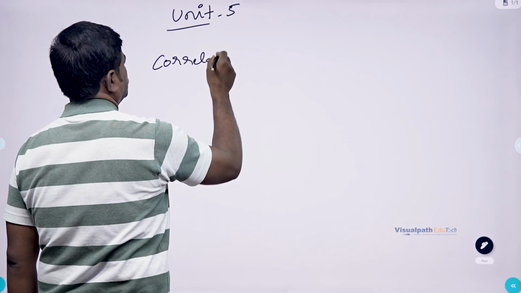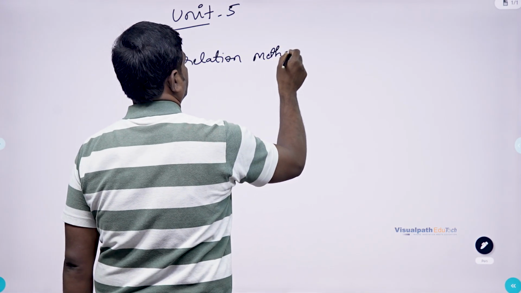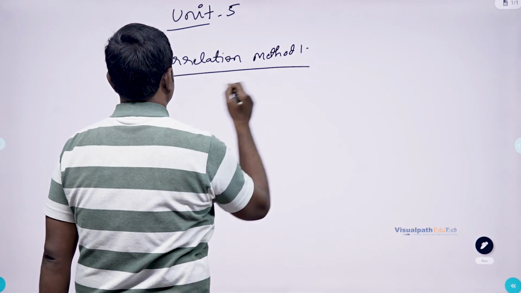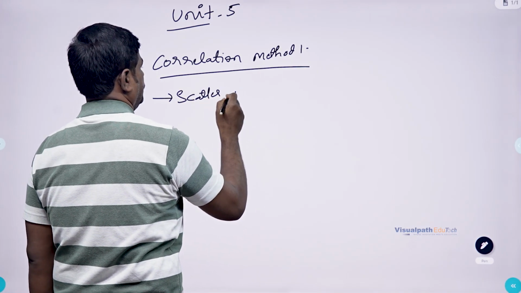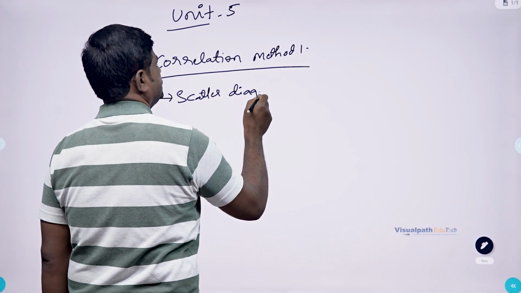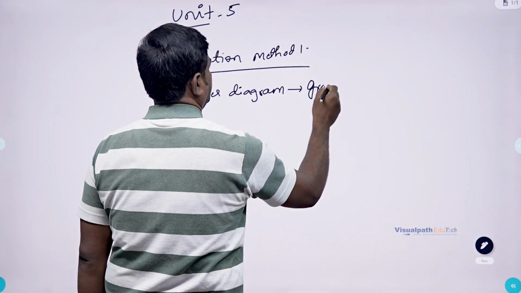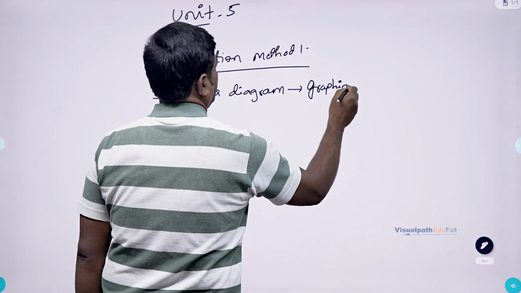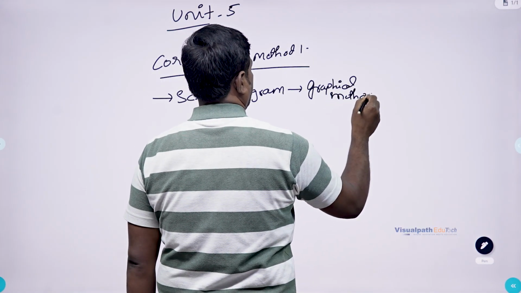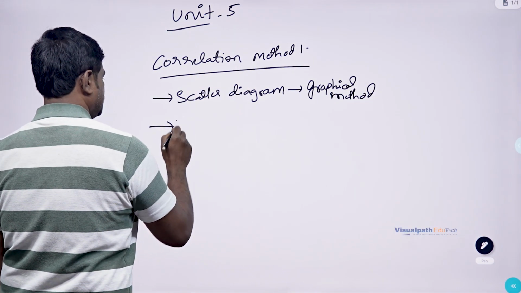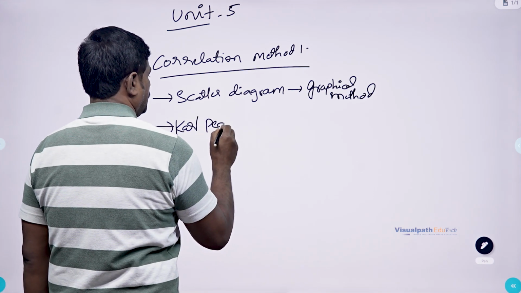Correlation methods. So here we have the different methods. The first one is the scatter diagram. We can use this scatter diagram method, nothing but the graphical method. By using the graphical sheet, we can make this scatter diagram. And the second one is the Karl Pearson coefficient of correlation.